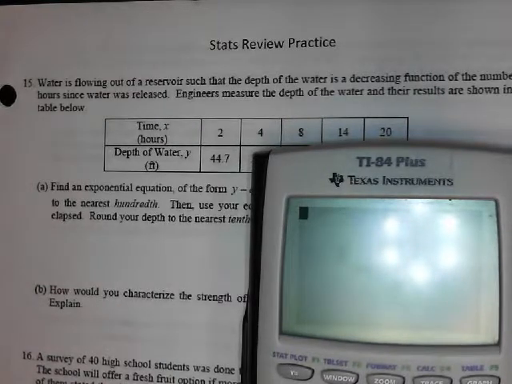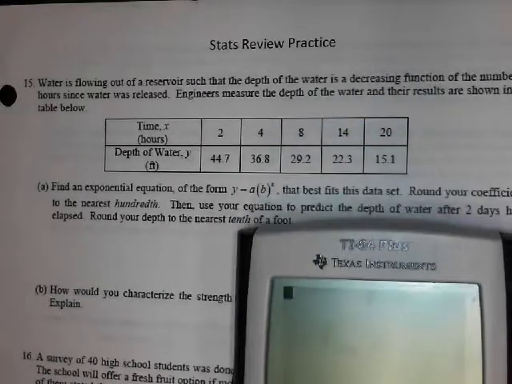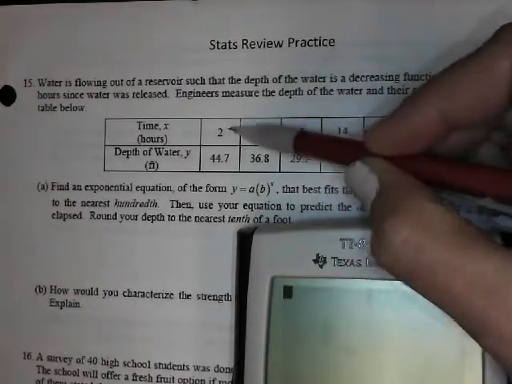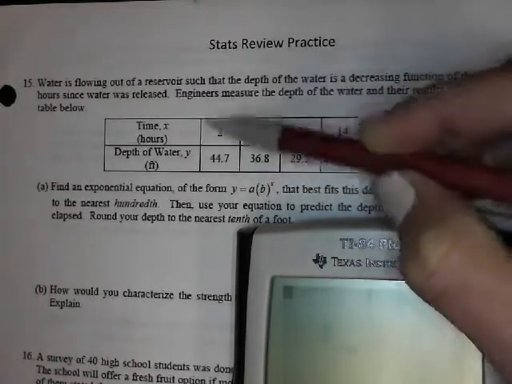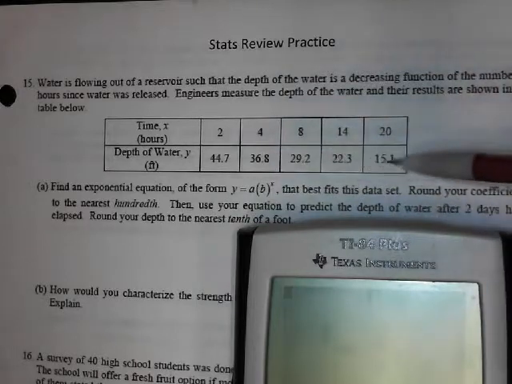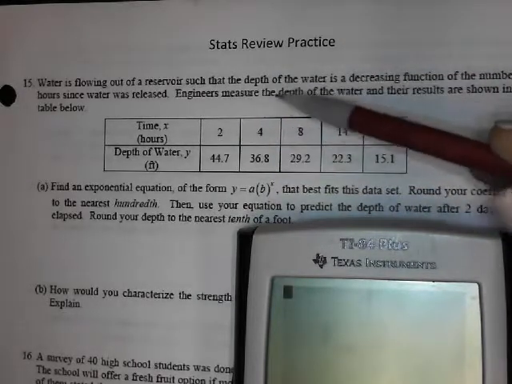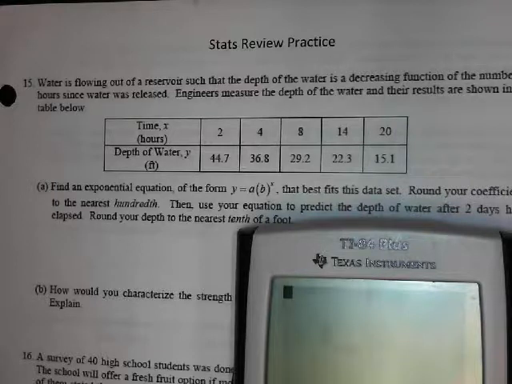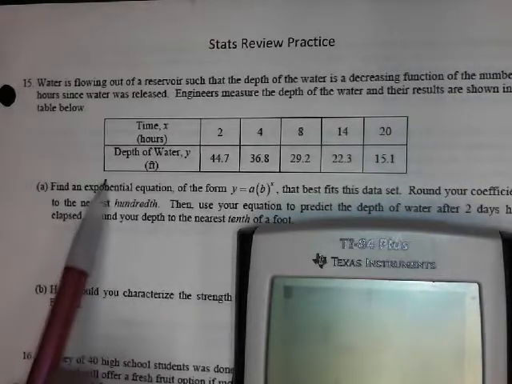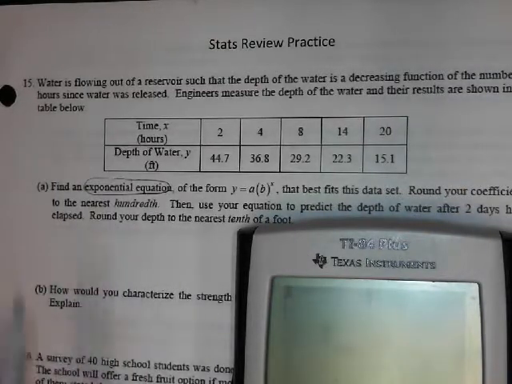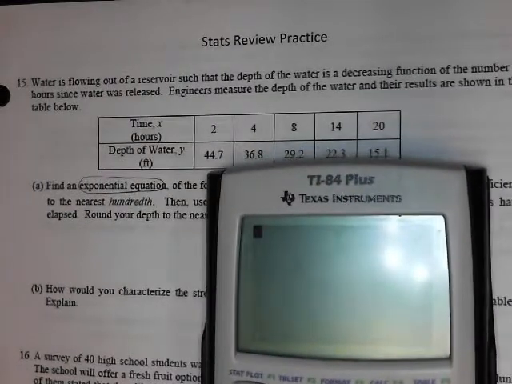Okay, so in this first example, water is flowing out of a reservoir such that the depth of the water is a decreasing function of the number of hours since water was released. So the number of hours is going up, and the depth is a decreasing function. Engineers measure the depth of the water, and their results are shown in the table. Find an exponential equation. So this is just a regression problem, so we're going to enter our data.